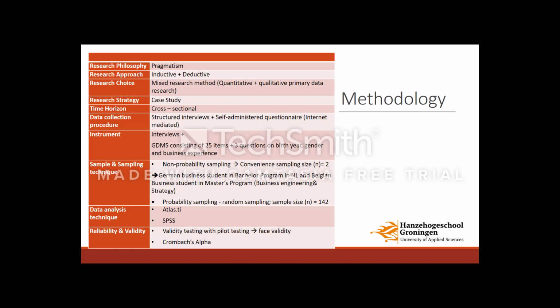the convenience sampling size of n equals 2, which are made up of a German business student in the bachelor program here in Groningen, as well as a Belgian business student in the master program of business engineering and strategy. For the survey, we base it on probability sampling and random sampling with a size of n equals 142 students.